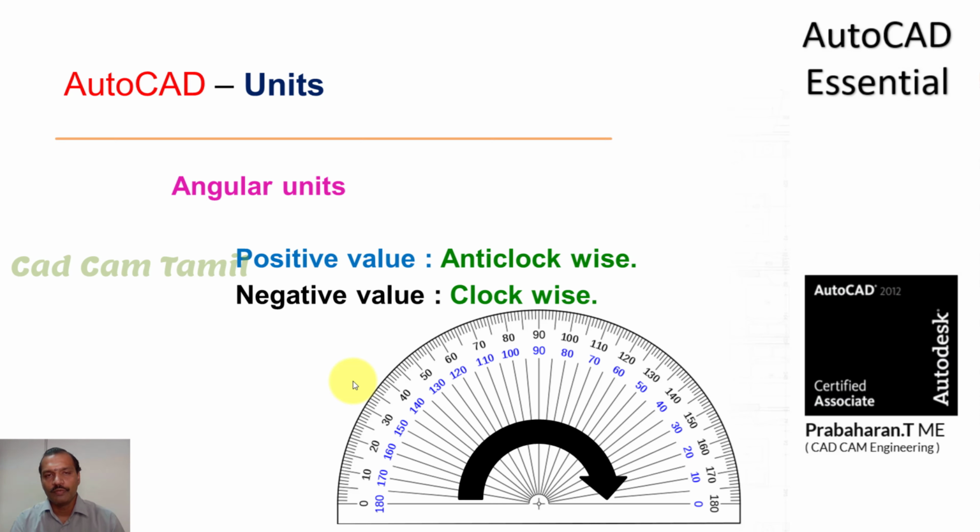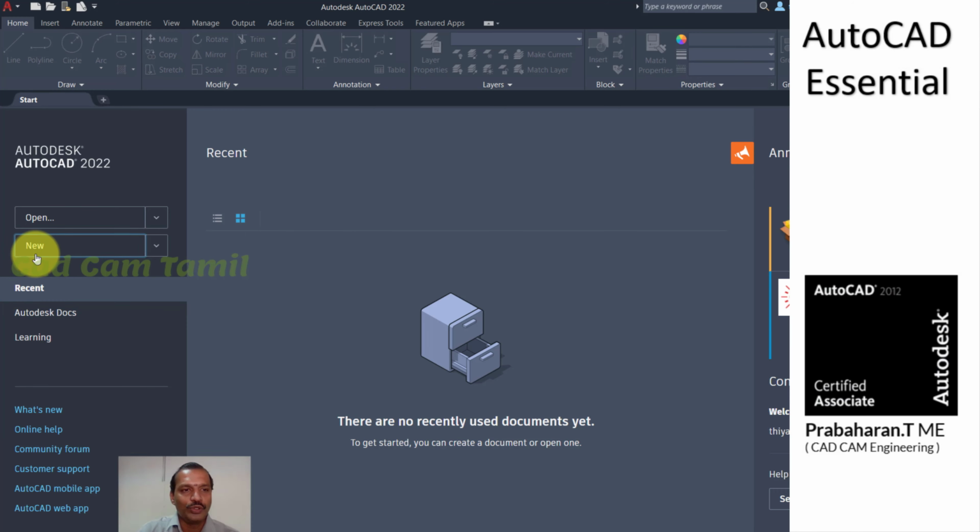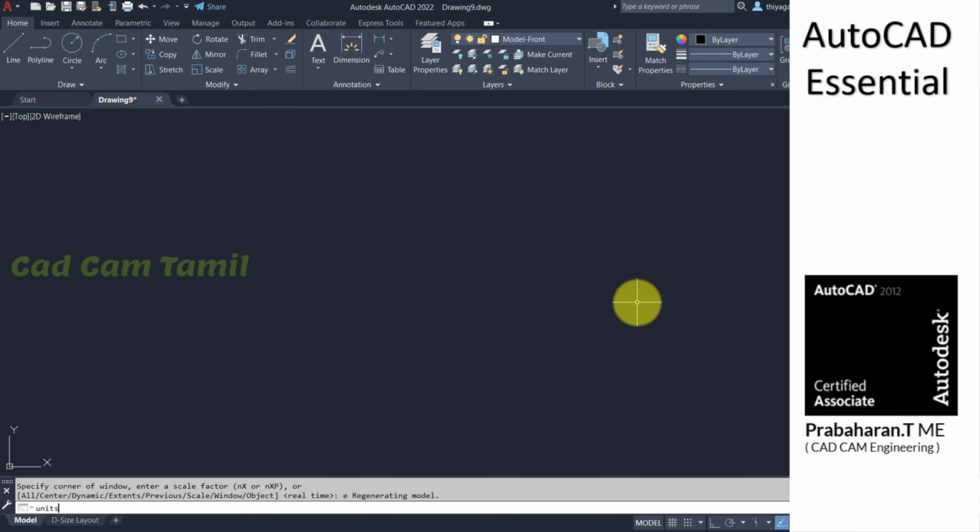Fine. Now we will enter into the AutoCAD program. We will discuss this units command in detail. Later we will discuss the further commands. Okay. Welcome to AutoCAD 2022. This is our AutoCAD screen. Just go to new. I am going for the units command.